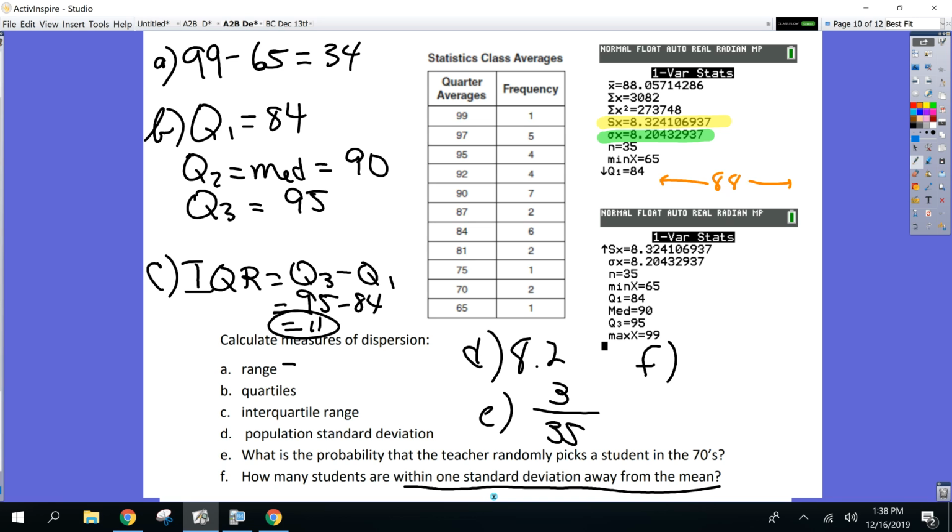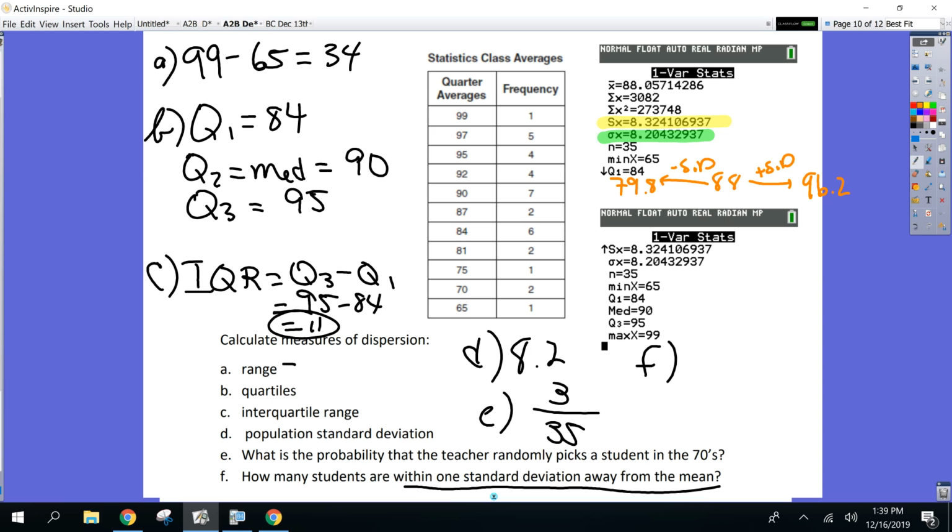Lauren, what's up? What's the 8.2? So ready? You add standard deviation to get 1 above. So everyone go ahead. 88 plus 8.2. 96.2. And then how do I go 1 below? Subtract the standard deviation. 88 minus 8.2, which would be what? 79.8? Yep.